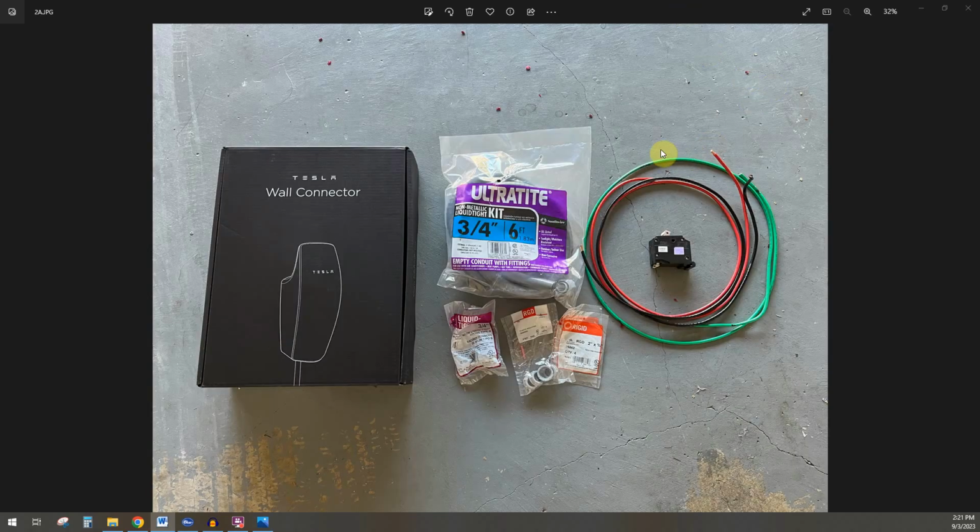If you are going to use THHN wiring, by code, you're required to put it in some type of conduit. Don't just throw it in the wall because there's no protection. So I use LFNC, which is this. This is the liquid tight, non-metallic, flexible conduit. So this is okay.